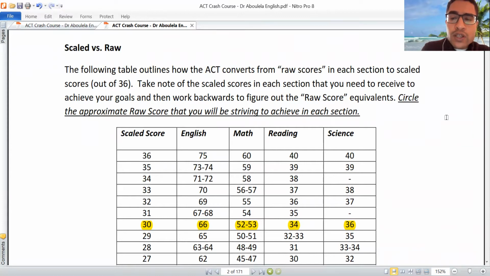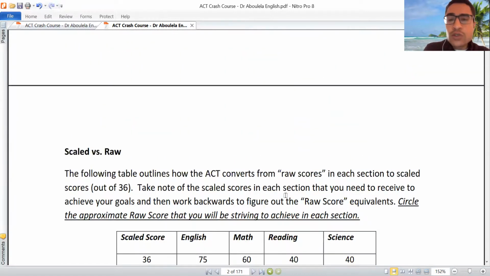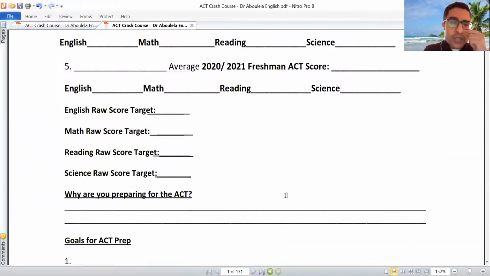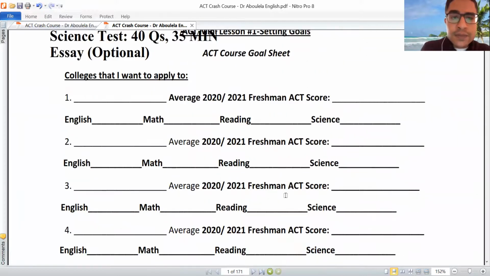So remember, you need to think about your aim. You start by taking note of the scaled scores in each section that you want to achieve your goals, and then you work backwards to figure out the raw score equivalents in each section. It's very important to keep that in mind. You need to set a goal, and that's the main objective of today's lesson.